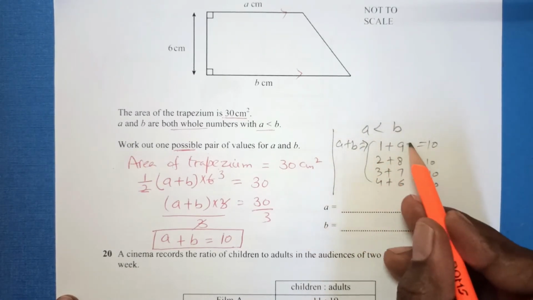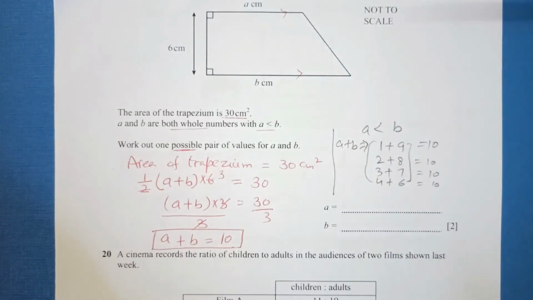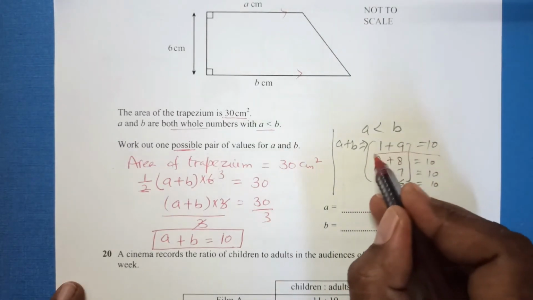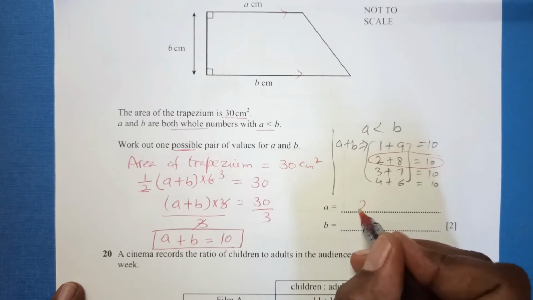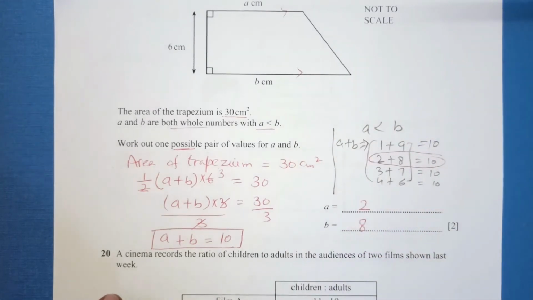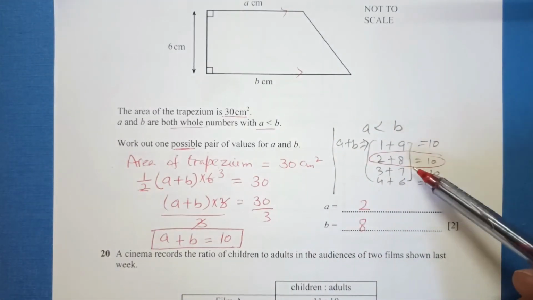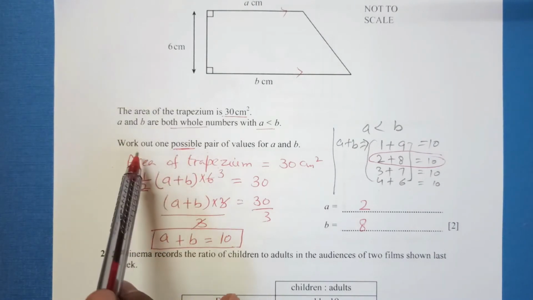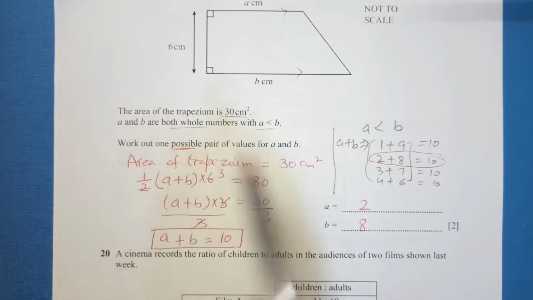So we can choose any of these values and write it down. Let me choose this one: A is 2 and B is 8. So this is the pair of values. That's why the question says work out one possible pair, so we can write down any one of these.